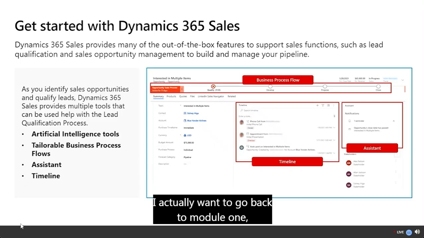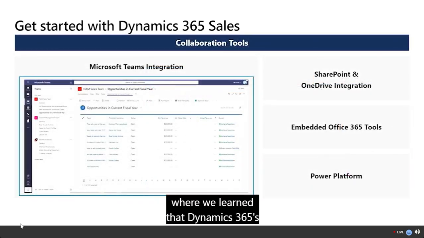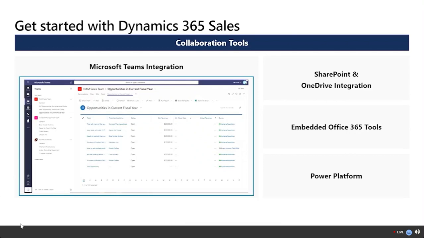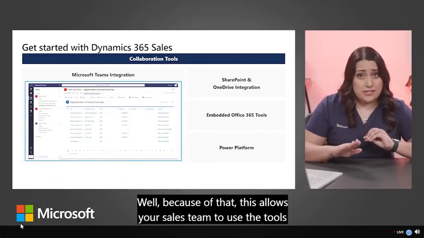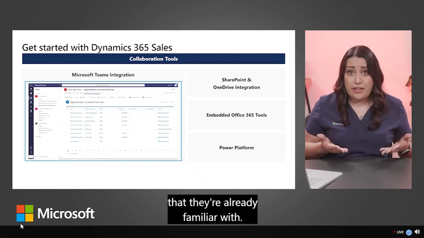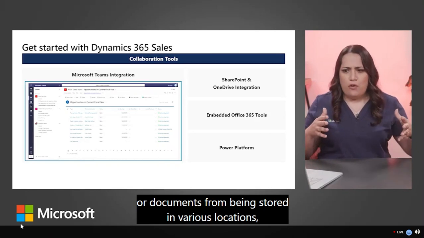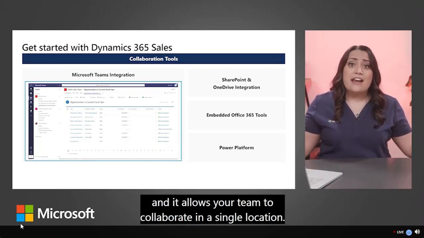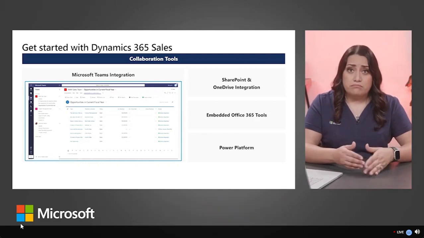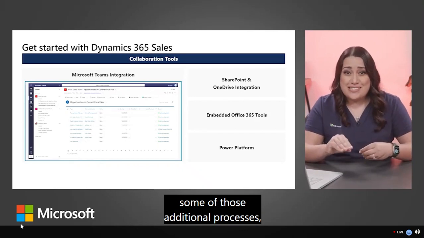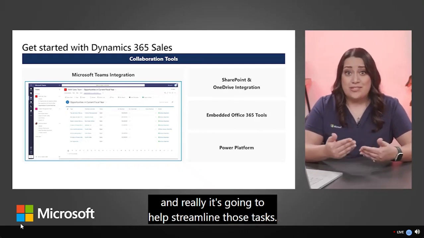But I want to go back to Module 1, where we learned that Dynamics 365's customer engagement apps and other products inside of Microsoft 365, like Teams, SharePoint, and other Office 365 tools, can work together. Because of that, this allows your sales team to use the tools that they're already familiar with. It also prevents any duplicate files or documents from being stored in various locations, and it allows your team to collaborate in a single location. On top of that, the Power Platform can be used to automate some of those additional processes and really is going to help streamline those tasks.